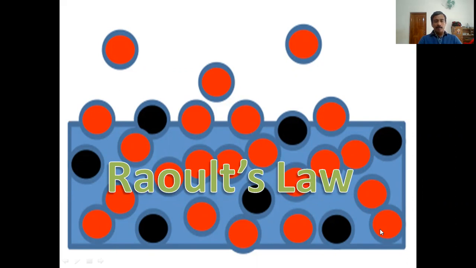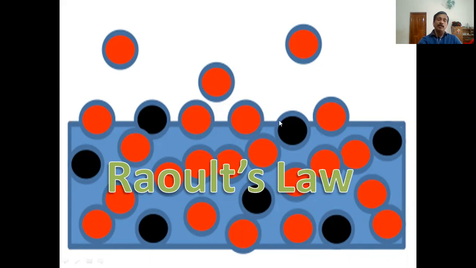The first case is a volatile solute dissolved in a volatile solvent. What is meant by volatile? Evaporating. That is the meaning. A volatile solute dissolves in a volatile solvent. And the second case, a non-volatile solute dissolves in a volatile solvent.